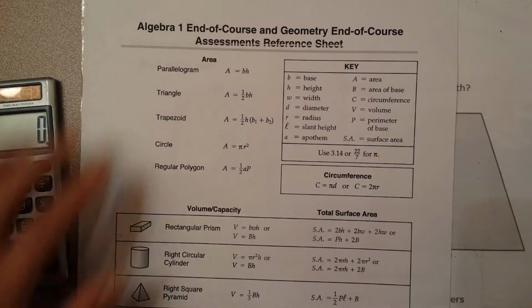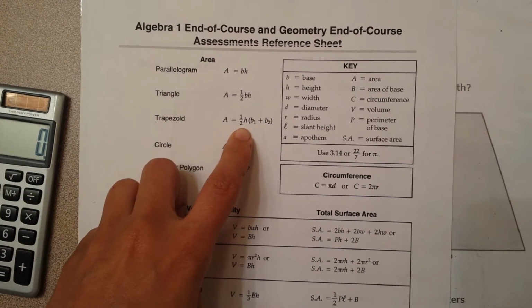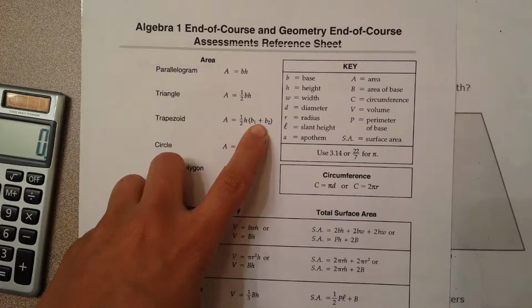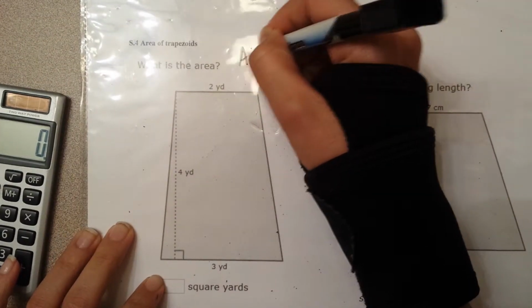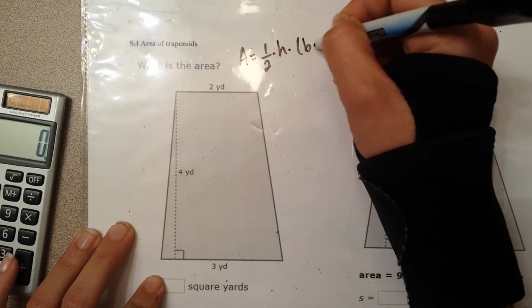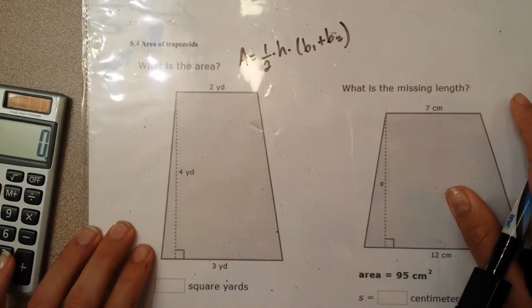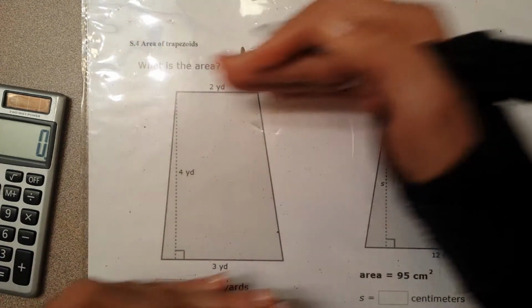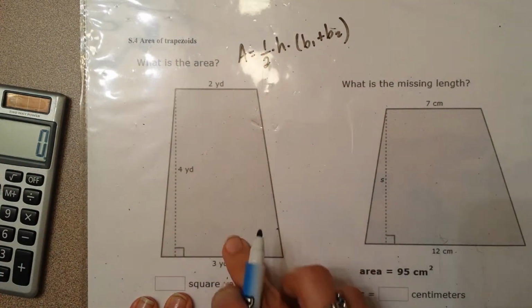If you notice all the way at the top, you will see that a trapezoid area is 1/2 height times the sum of the two bases. So first thing you do is write down the formula. Area equals 1/2 times the height times base 1 plus base 2. Remember, the two bases are the ones that are parallel to each other, the ones that never meet. If you extend the other lines, they are going to meet. Therefore, these are my two bases.